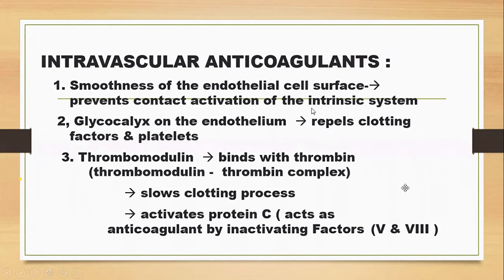When there is a cut or a wound, the surface is no longer smooth. So what happens when blood flows through it? It gets clumped and stuck, like a pipe in the house that is clogged. Because of the smoothness of the blood vessel, blood is not coagulated, so it flows smoothly. Then the glycocalyx on the endothelium, the lining epithelium of the blood vessel, repels clotting factors and platelets.